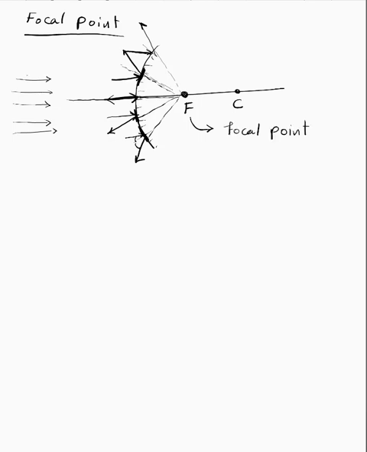Now, the focal length is the distance from the surface of the mirror to the focal point. This distance between the focal point and the surface of the mirror, I show it by the small letter f. So that is the focal length.